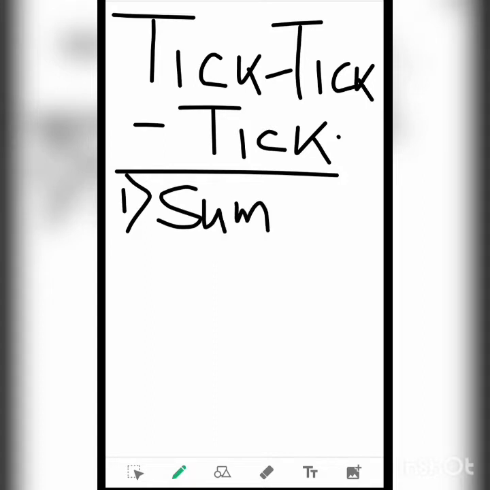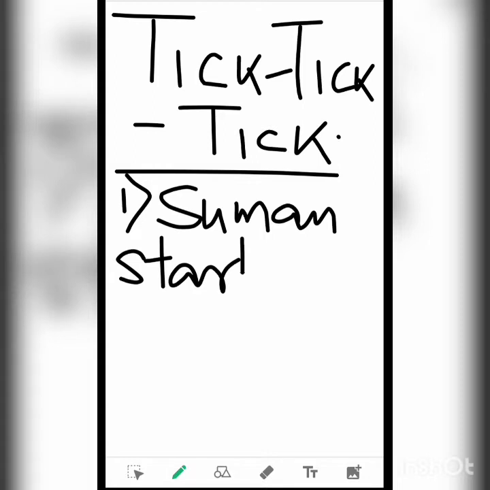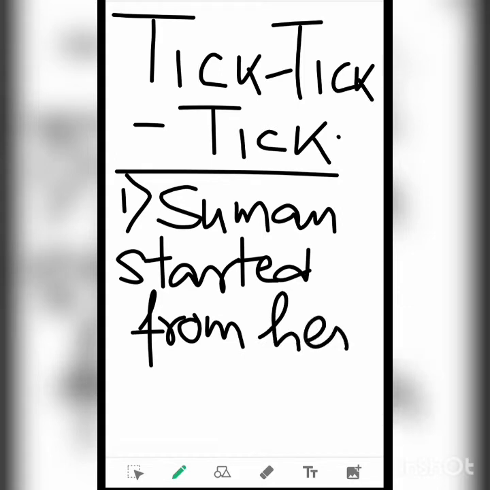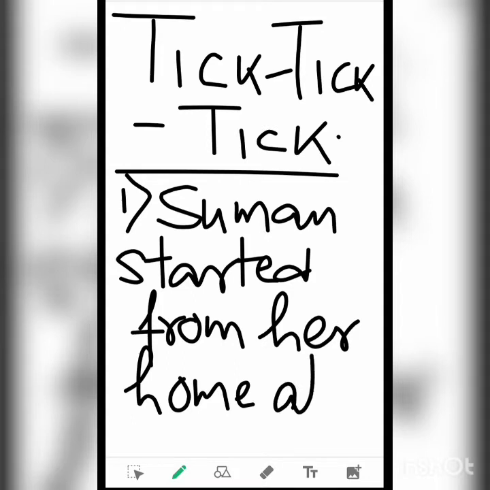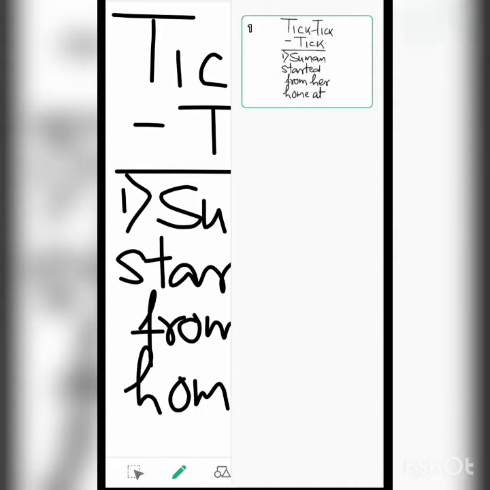Suman started from her home at, we suppose that she is going to her office and she started from her home at 8:30 a.m.